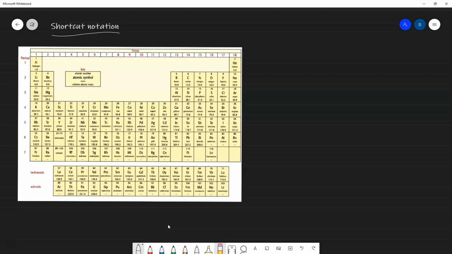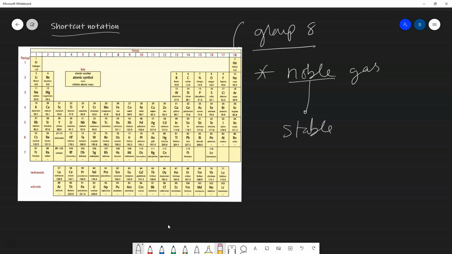To understand this concept, you have to know about the group 8 elements. See, this is group 8. Group 8 elements are also called noble gases. They're called noble because they don't want to interact with others. They are very, very stable. They're less reactive. Use this word, less reactive. They don't want to react. That's why they're noble. They're stable.